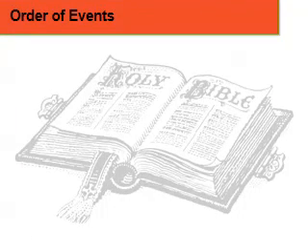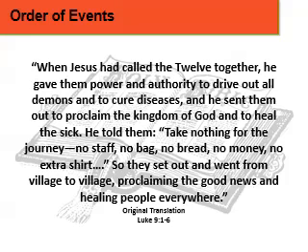Now let us look at some examples in the Bible where the order of events might be a problem in some languages. Luke chapter 9, verses 1 through 6 says, "When Jesus had called the 12 together, he gave them power and authority to drive out all demons and to cure diseases. And he sent them out to proclaim the kingdom of God and to heal the sick. He told them, 'Take nothing for the journey, no staff, no bag, no bread, no money, no extra shirt.' So they set out and went from village to village, proclaiming the good news and healing people everywhere."